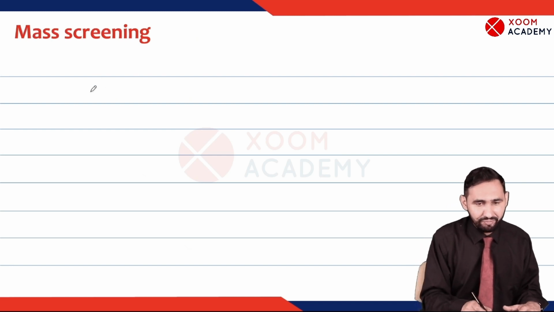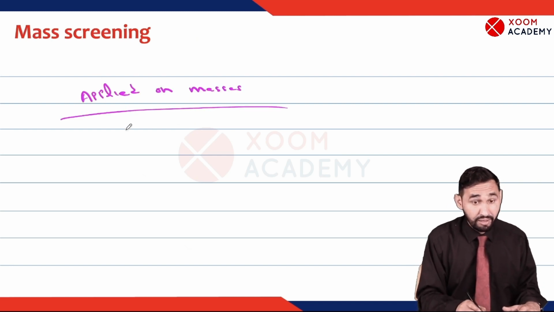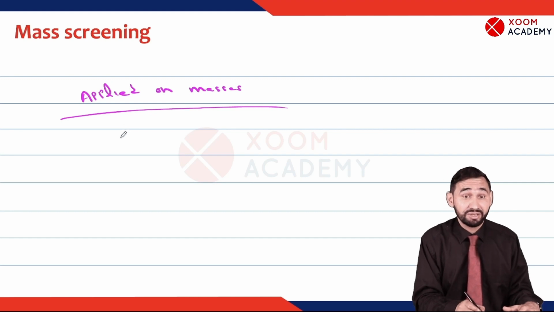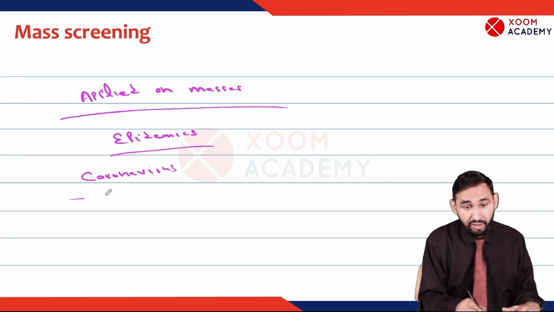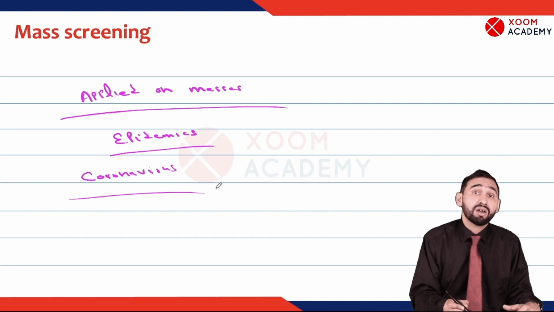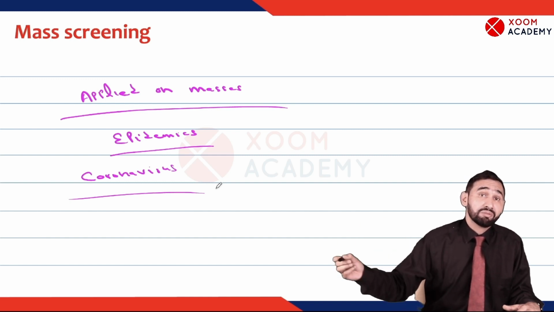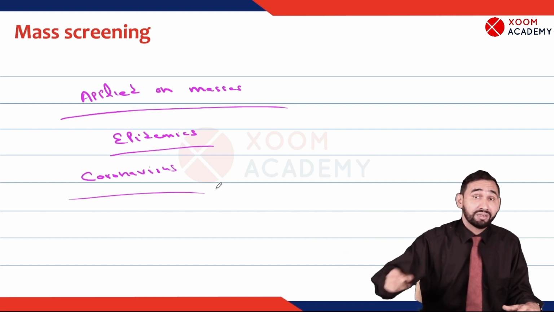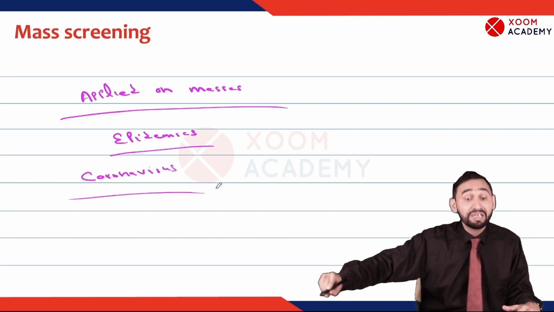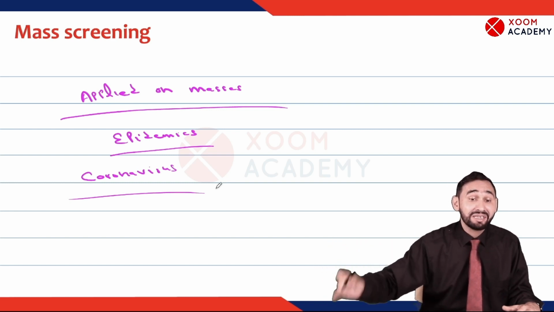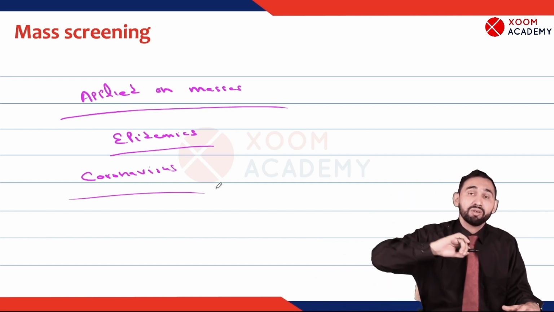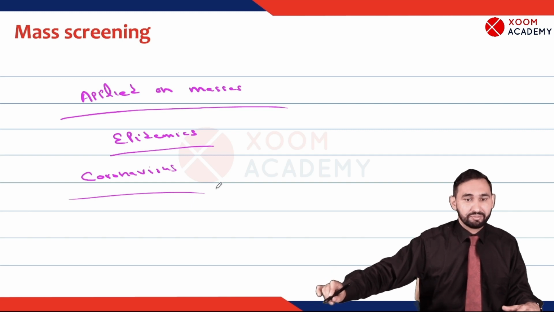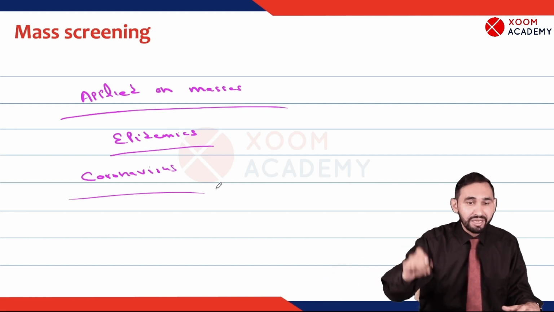What is mass screening? Applied on masses. It can have advantages, it can have disadvantages. Like in case of epidemics or in case of coronavirus, we will do mass screening. Why we'll do mass screening in coronavirus? We want to protect our community. Someone who is asymptomatic with coronavirus can spread coronavirus. It spreads rapidly, it spreads through droplet infection. So we can do mass screening in case of coronavirus. We'll check the temperature. If someone is suffering from fever, we will do diagnostic test on that person. So mass screening is performed in case of coronavirus.